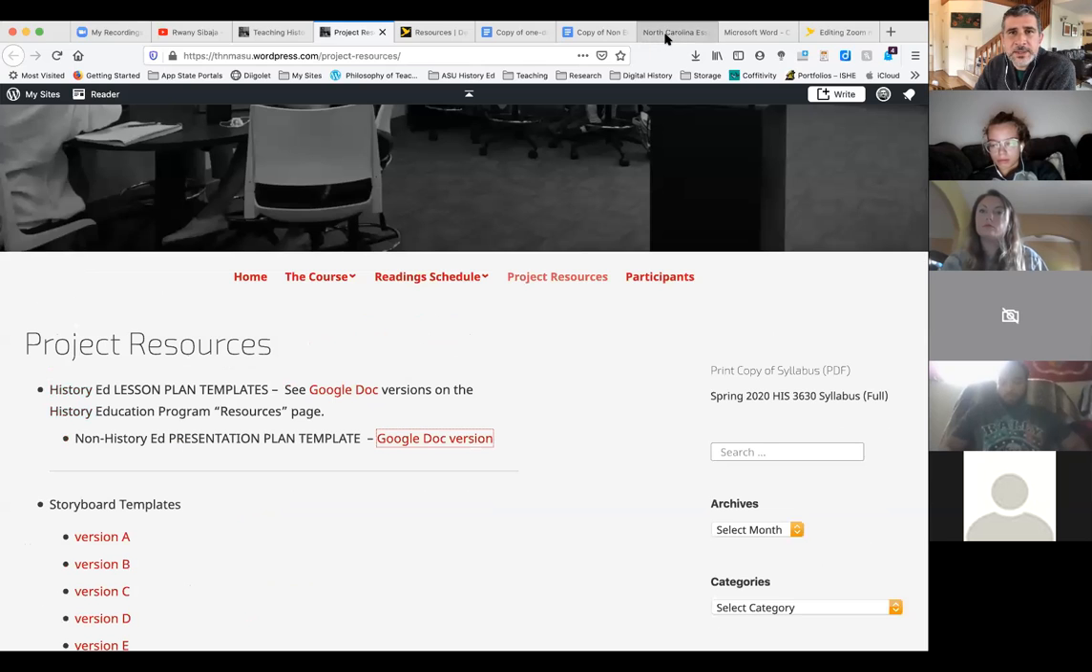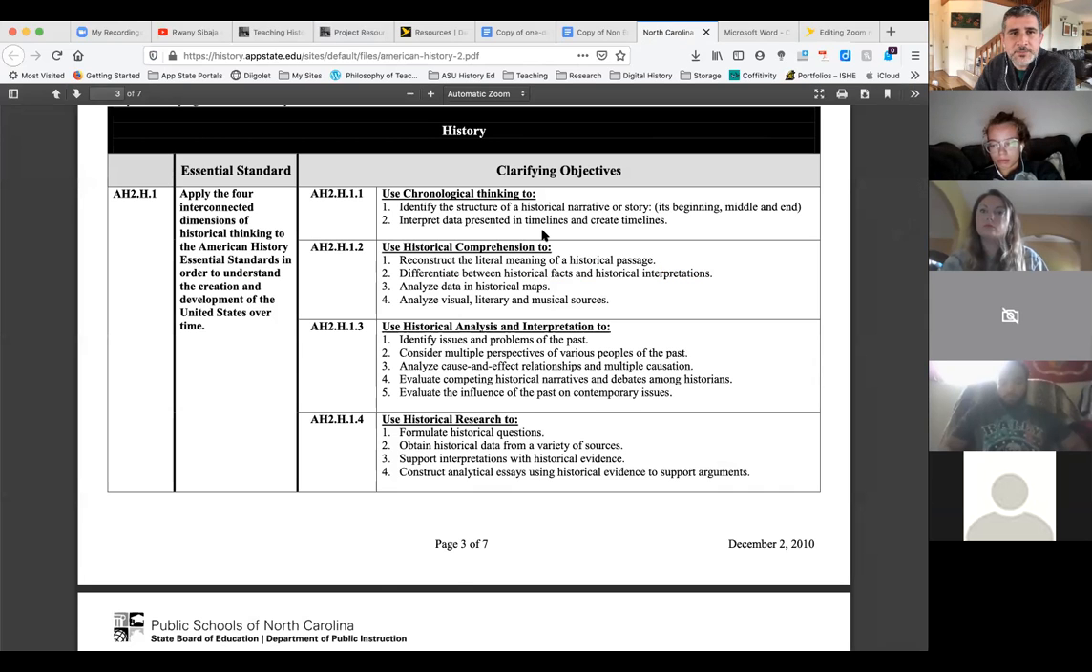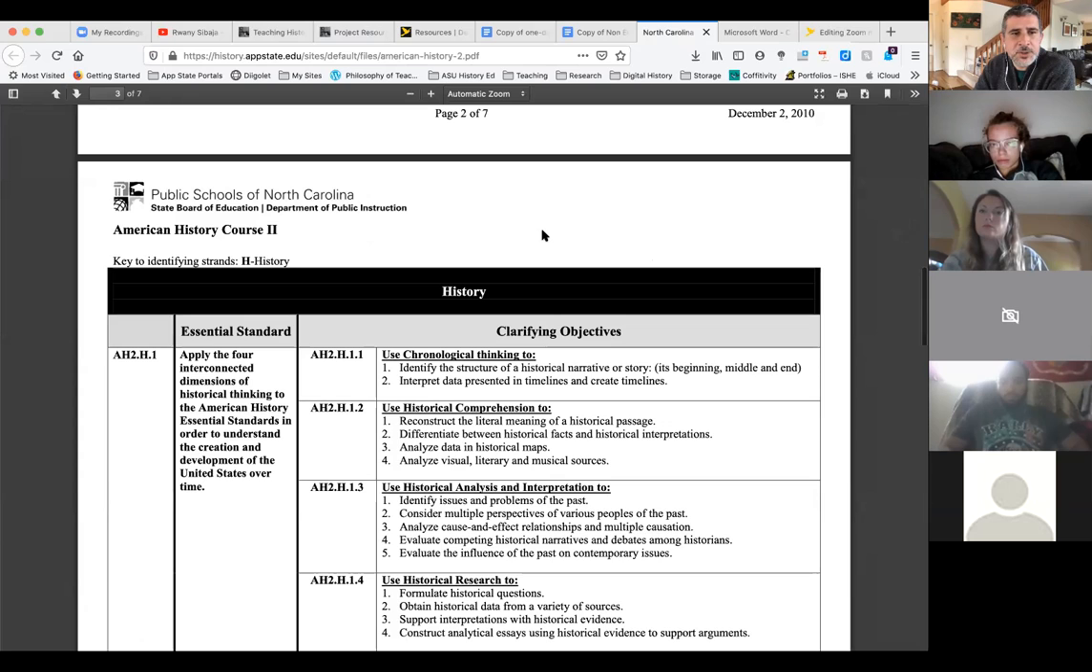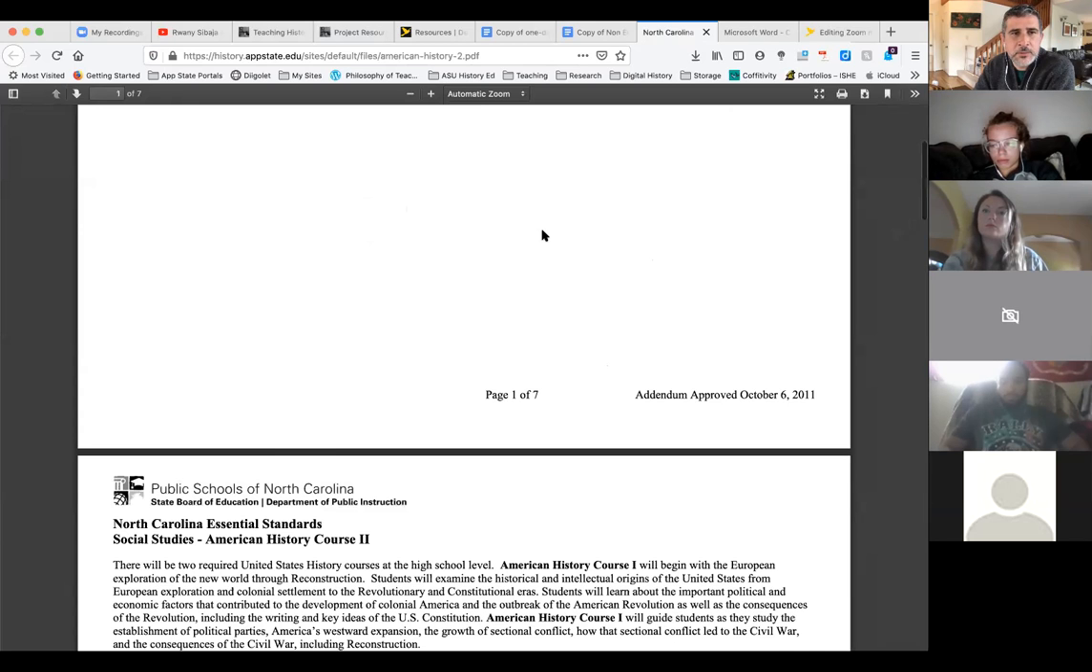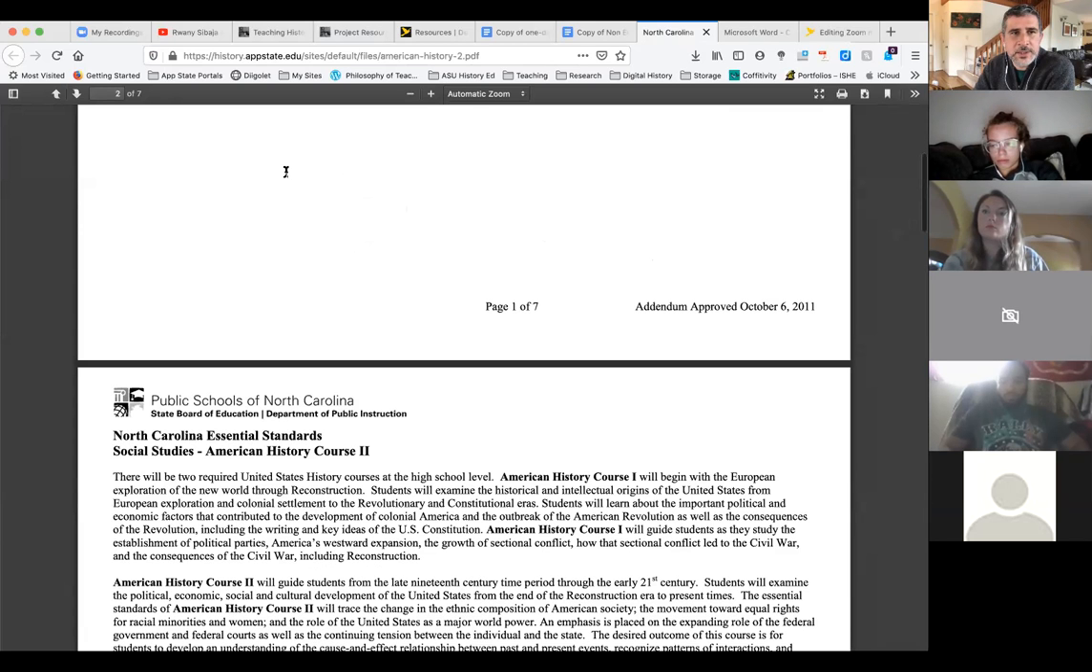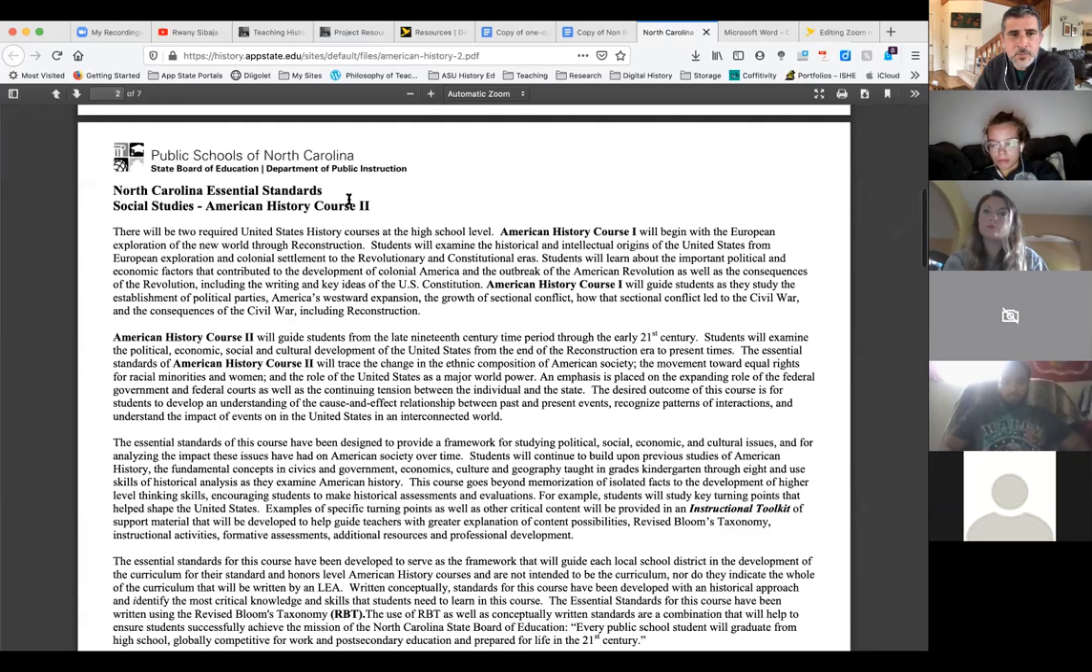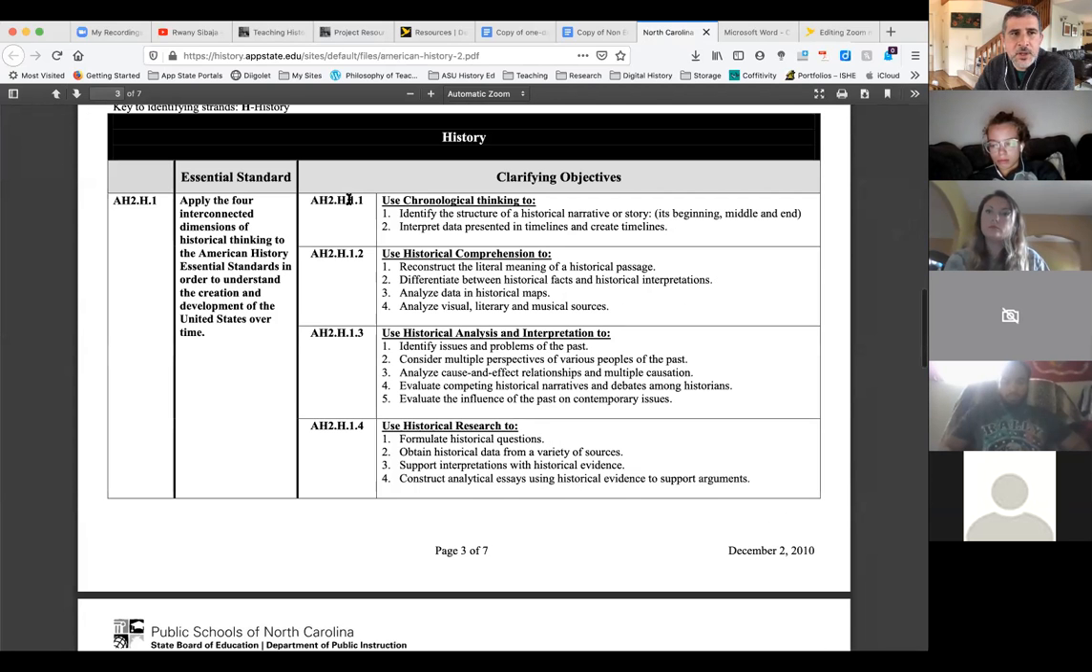And what they look like is this. This is the North Carolina standards. And I just pulled up American History 2, okay? So when you click on it, it'll look like this. And you'll go to the standards.